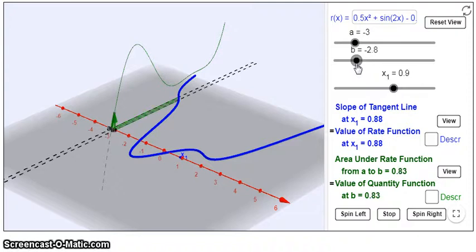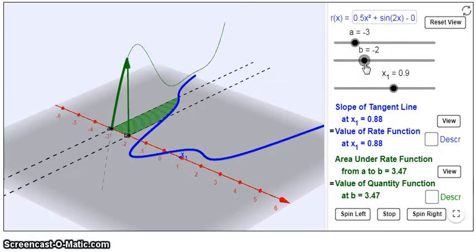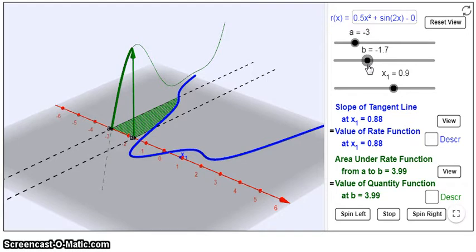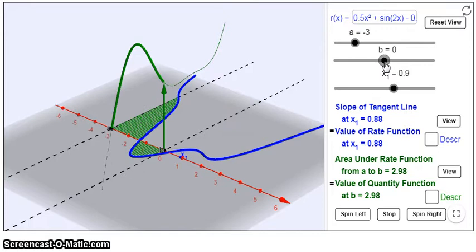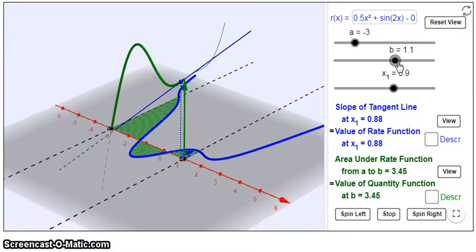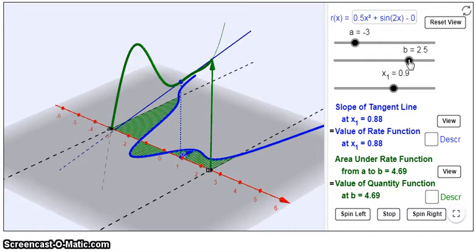If I start moving my B values so that I'm accumulating this area, the amount of area shaded in green is the same as the length of that green arrow. And that green arrow is telling me how much change I have in my green function from that point A to wherever B is. So as I move B along, the amount is increasing and decreasing, but it's equal to the accumulated amount of area under the graph. And so these connections, the tangent line giving us the rate of change and the area under the rate of change giving us the original function, are the things we'll be studying in calculus class.